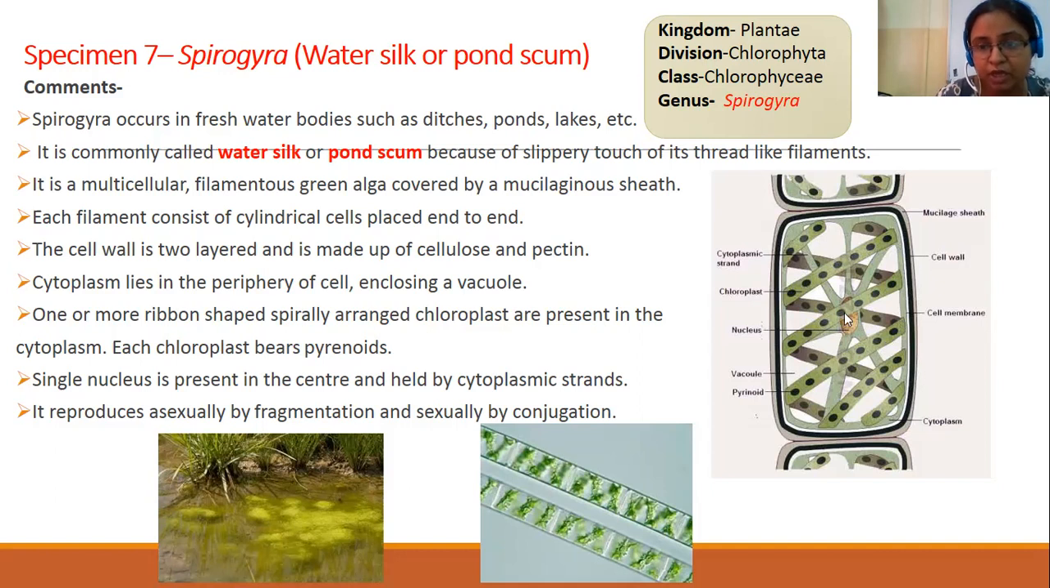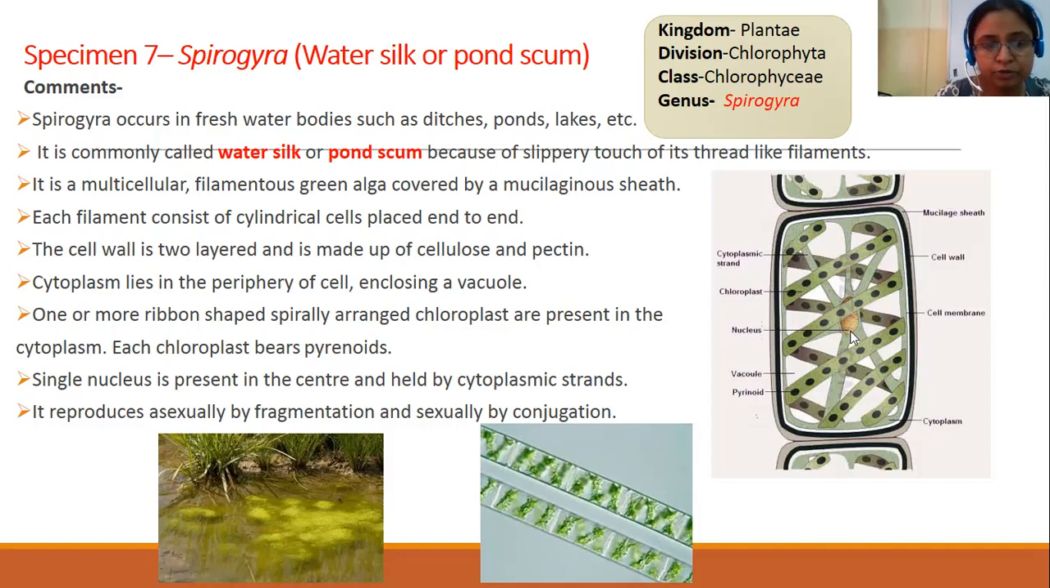You can see it is looking like a spiral ribbon which is running across this cylindrical cell of this Spirogyra. Fine. So this is the characteristic feature of this specimen by which you can identify this Spirogyra. Fine. We have a model of this in our lab. I will show you at the end. So here you can see the chloroplast, they are arranged spirally. Fine. And a single nucleus is present in the center.